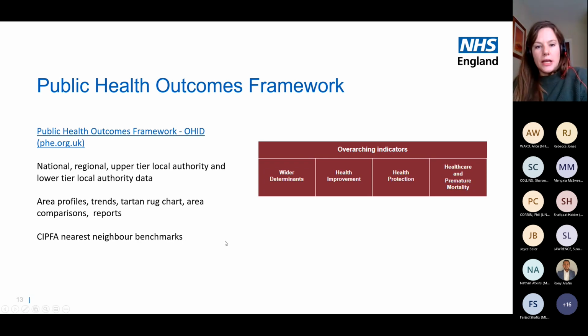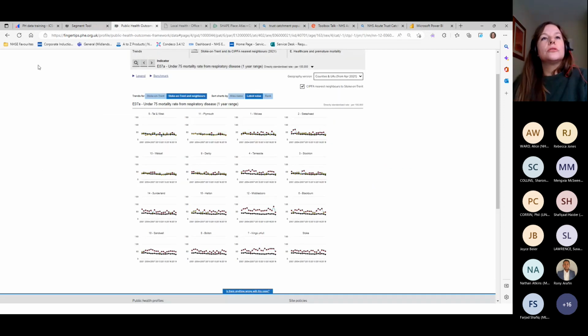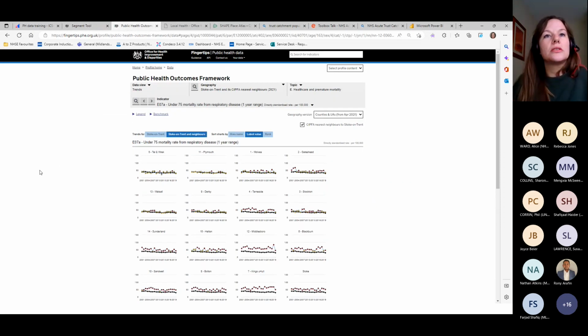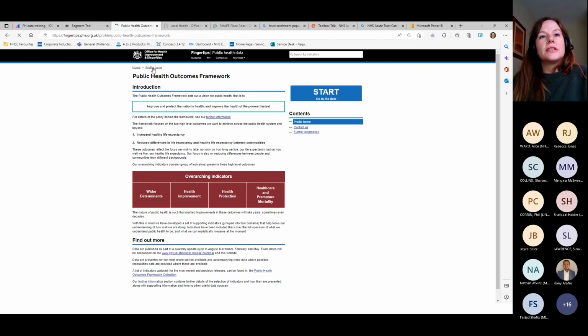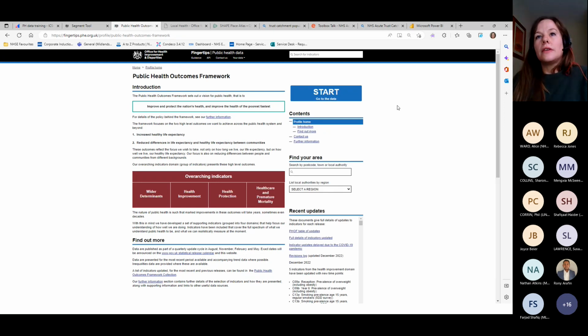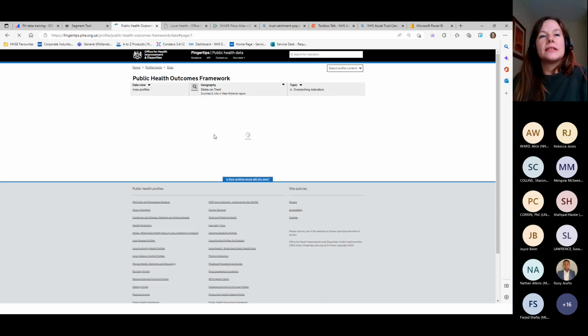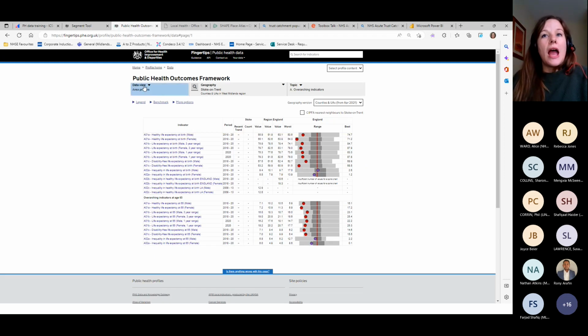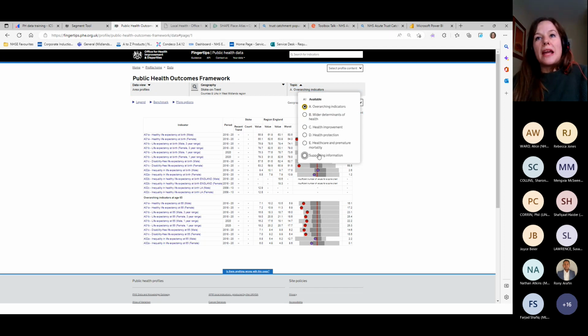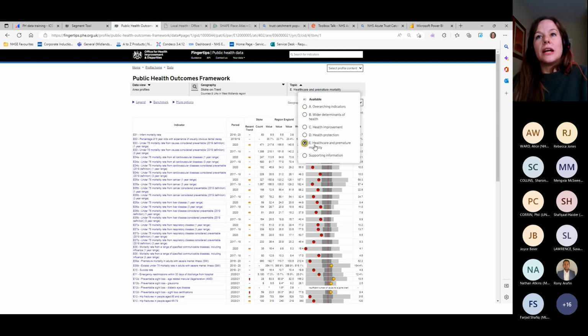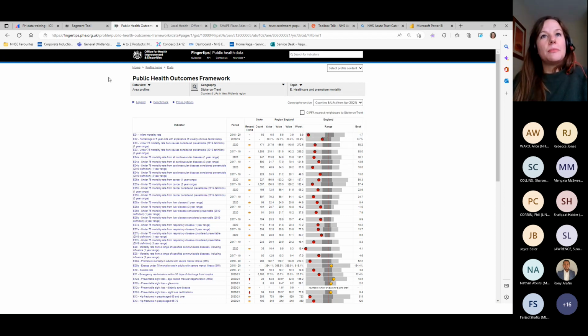So what I'm going to do is navigate to the actual tool and give you a demo of that. So this is what a page from the PHOF looks like. This is a landing page, which gives you all the information around updates and things. You press the start button. And so this is the area profile that you will see initially for your area of interest. And you can pick which domain you're interested in here, to look at healthcare and premature mortality. As you can see, Stoke-on-Trent's doing particularly badly for a number of these.